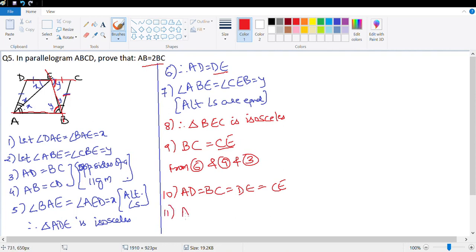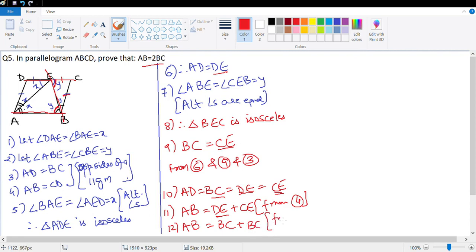What we know is AB is equal to DE plus CE. This is from 4 because these are opposite sides of a parallelogram, which means AB is equal to, instead of DE, I can write BC, and instead of CE, I can also write BC from number 10. Therefore, AB is equal to 2 times BC. Done. Anything else in this question? No, that's about it. Good.